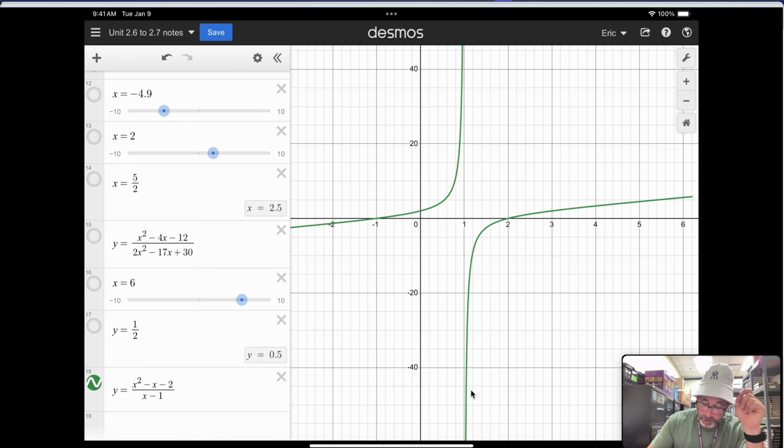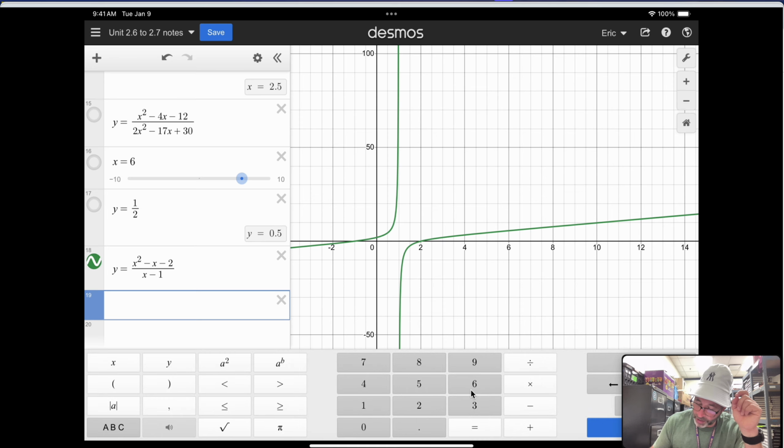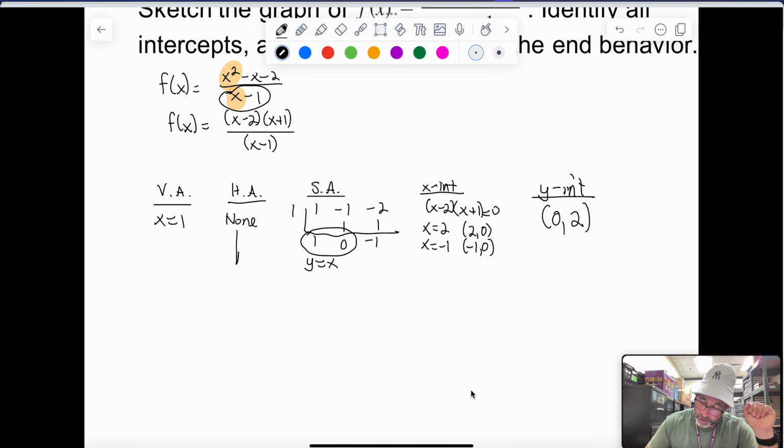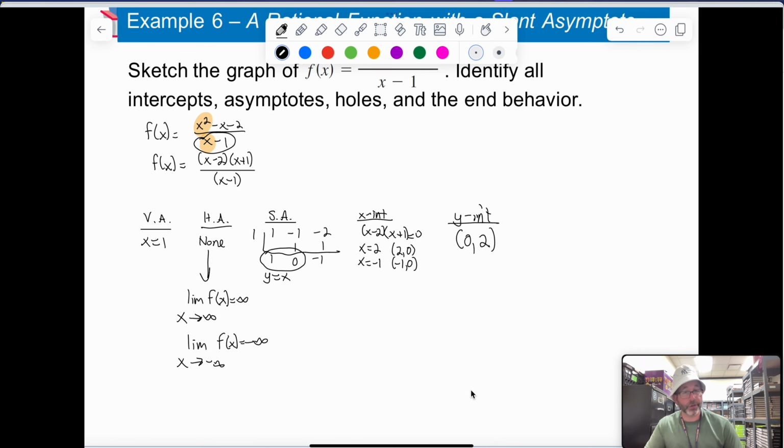Okay, and we can see from the slant here, we said that y is equal to x. From the slant, my graph goes up and to the right, down and to the left. So the behavior here is that f of x, the limit as x approaches infinity, my graph goes up. And the limit as x approaches negative infinity, my graph goes down. There's all your behaviors from that graph.